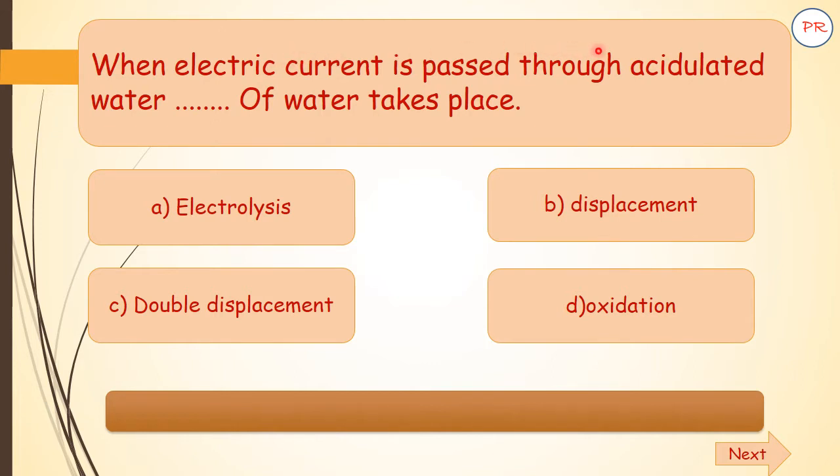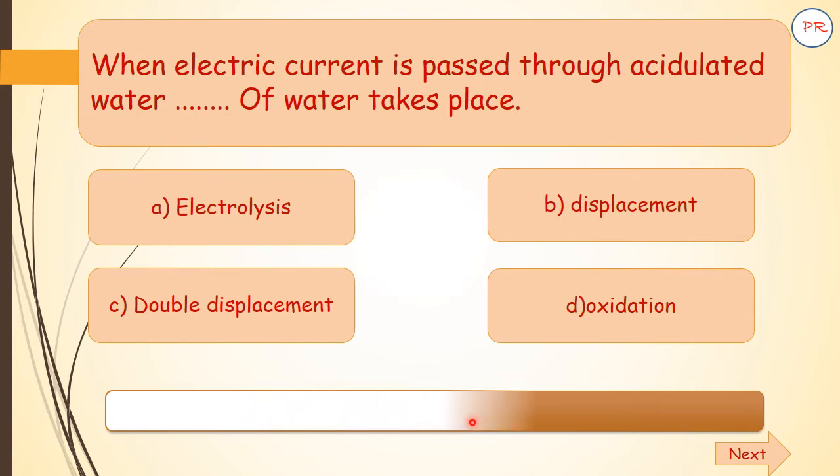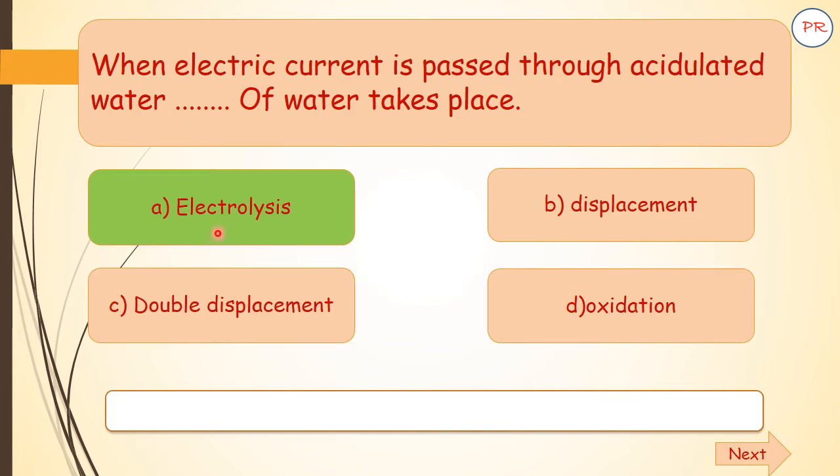When the electric current is passed through acidulated water, dash of water takes place. Options are A. Electrolysis, B. Displacement, C. Double displacement, D. Oxidation. Your time starts now. And the correct answer is A. Electrolysis.